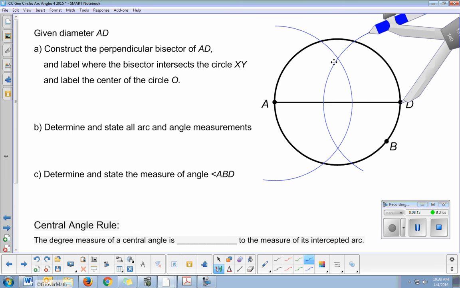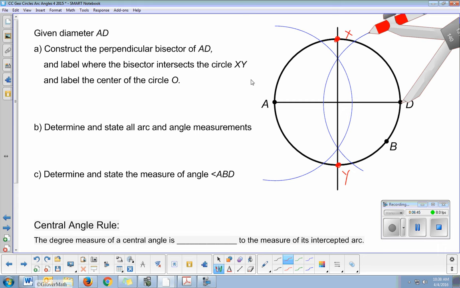And then where they cross, I can use those as the two points to draw a line, which would be something like that. I've got to move it over a little bit. About there. Okay. And then they tell us to label where the bisector intersects the circle X, Y. So that would be here. Call that one X, and here, Y. And label the center of the circle O.